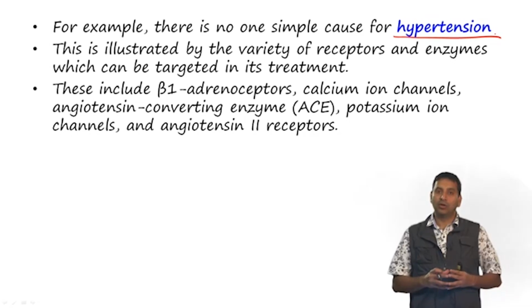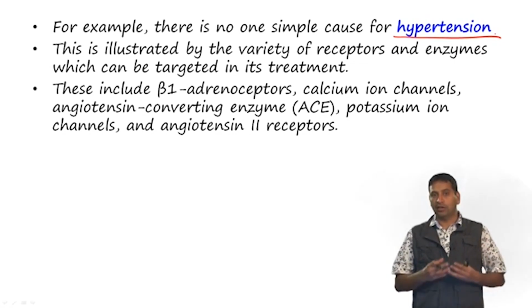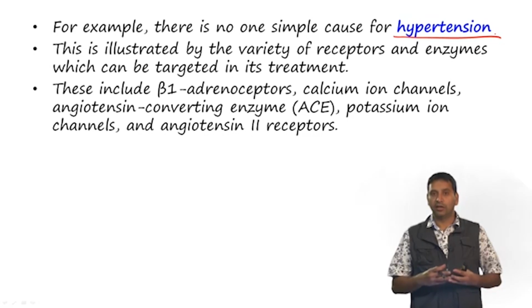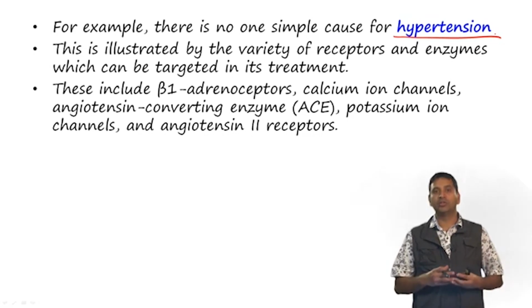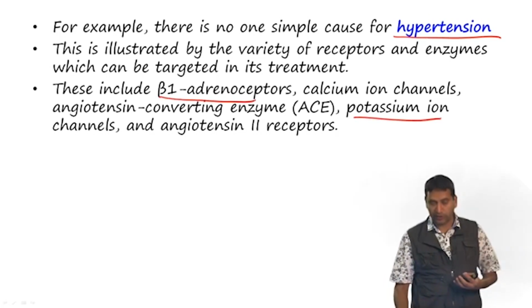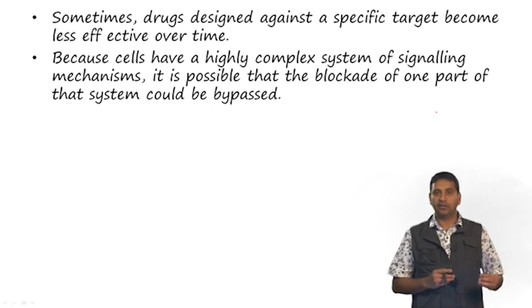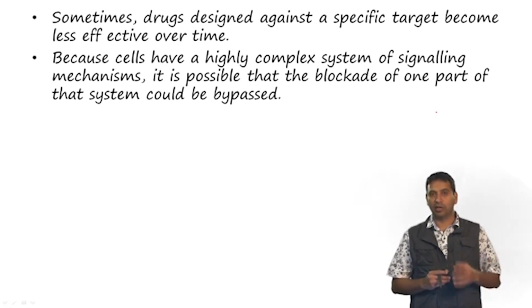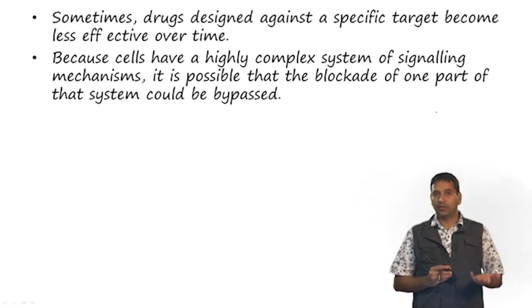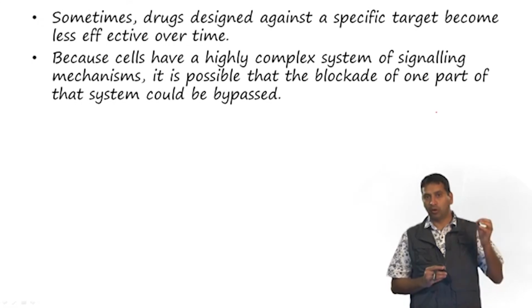Looking at a phenotype, that means looking at reduction of blood pressure as the goal, would be useful, but achieving selectivity is also something that we would look forward to, because you could have drugs which are hitting particular targets rather than all of them. Sometimes drugs designed against a specific target become less effective over time, and this is because cells have a highly complex system of signaling, and it is possible to block one part of it, but the system can be bypassed.